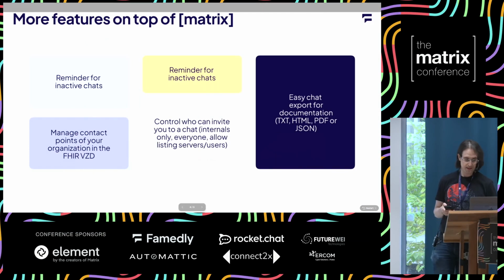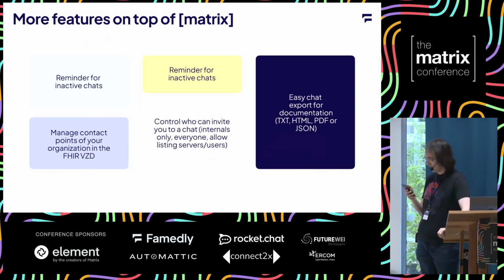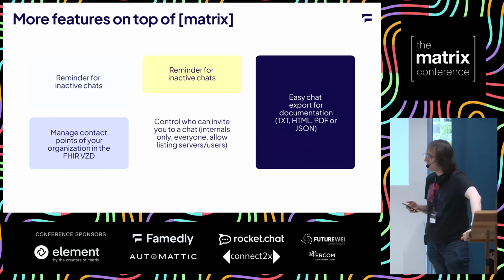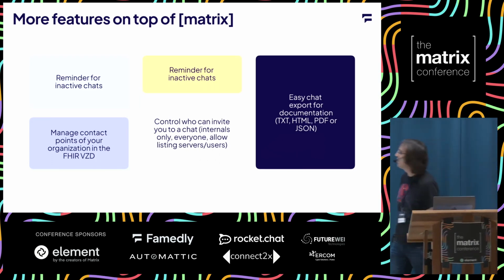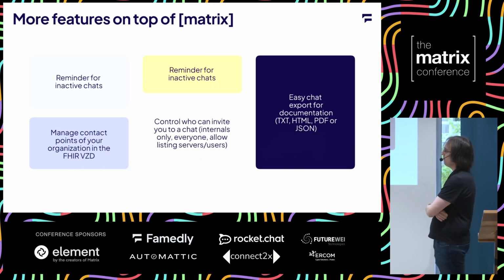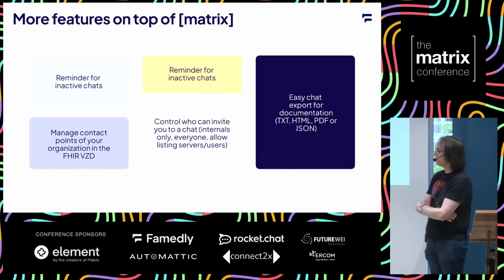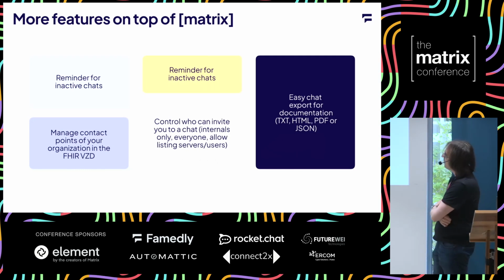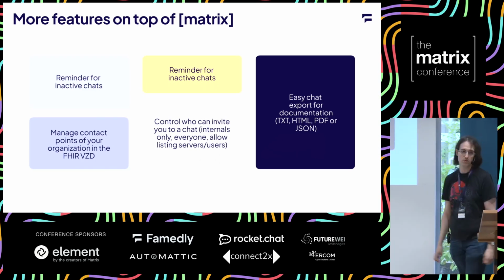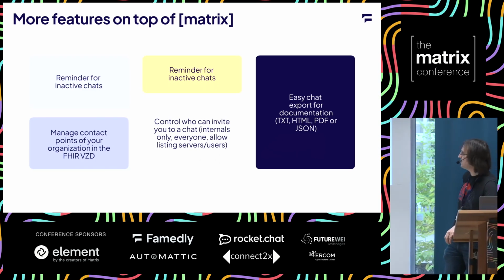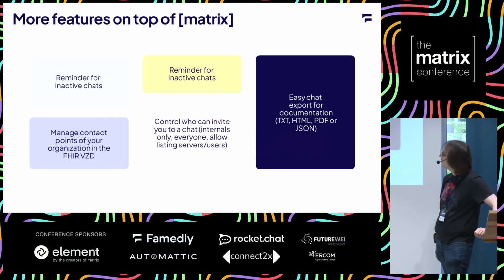Yeah, there are some more features that we have built on top of Matrix. How much time do I have left? 3 minutes, okay, then I cannot showcase everything. We have a reminder for inactive chats. Once a chat has been inactive for more than 6 months, you will see a notification in your app that you should probably archive it. Also, we have an easy chat export for your documentation. You can export the chat in TXT, HTML, PDF, or even JSON if you want it machine readable.